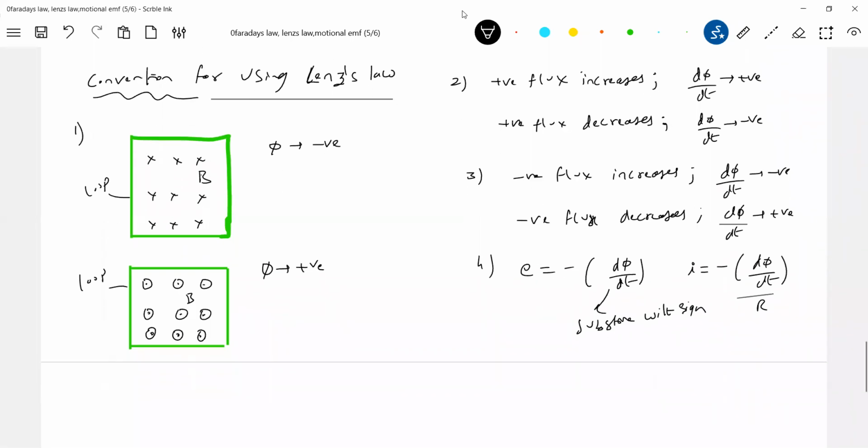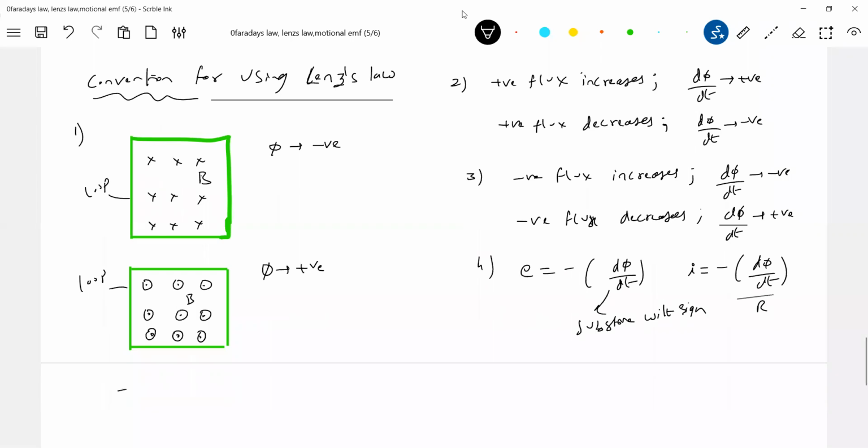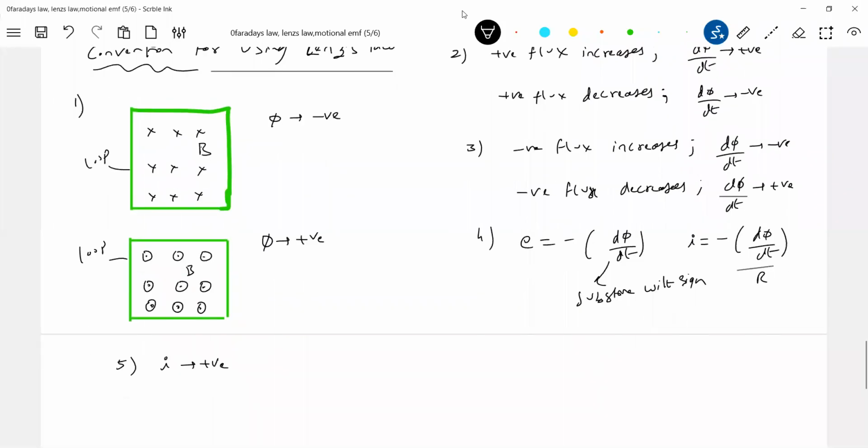Next, the fifth one: if I or E comes positive, meaning you end up with I positive, then the induced current will flow anti-clockwise. There's a loop. So that induced current, if it is positive, must flow anti-clockwise. So I is what you should call induced current, a very specific name. E is induced EMF.